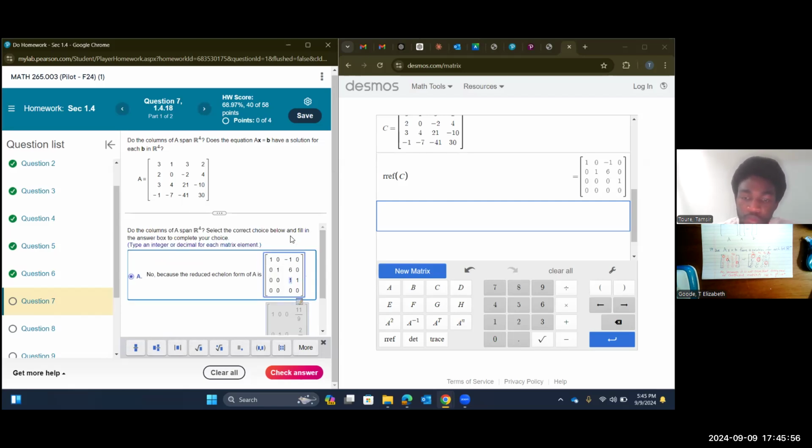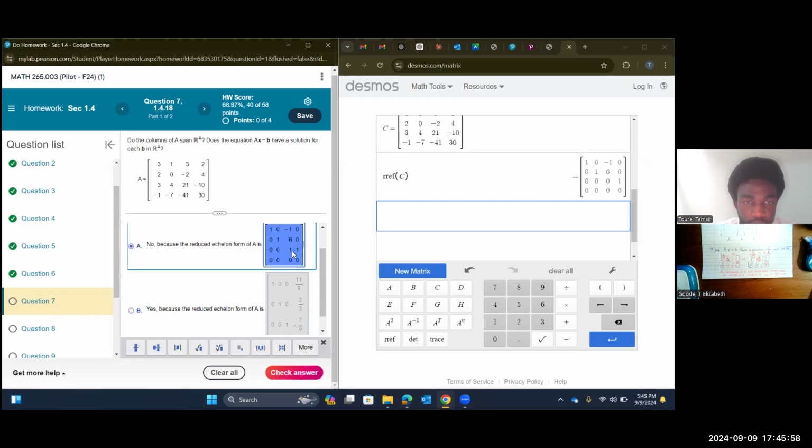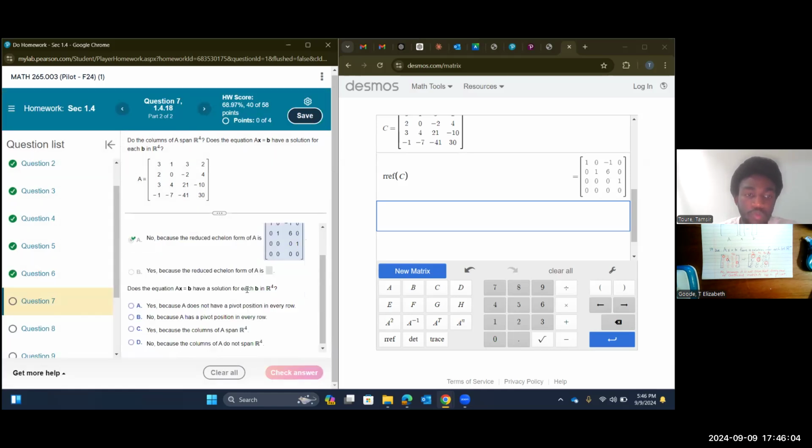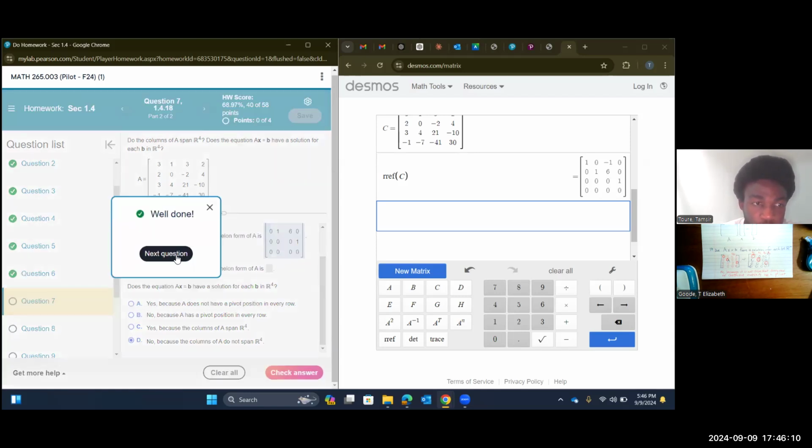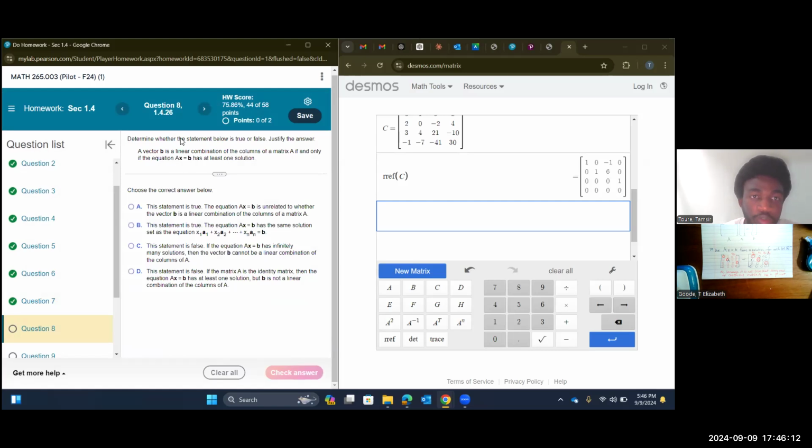It looks like a not too bad editor. Don't forget your... yeah, this is it. There you go. That should work. Ah, fantastic. No, because they do not span R4. There you go. Remember, determine whether the statement below is true or false, and justify the answer.